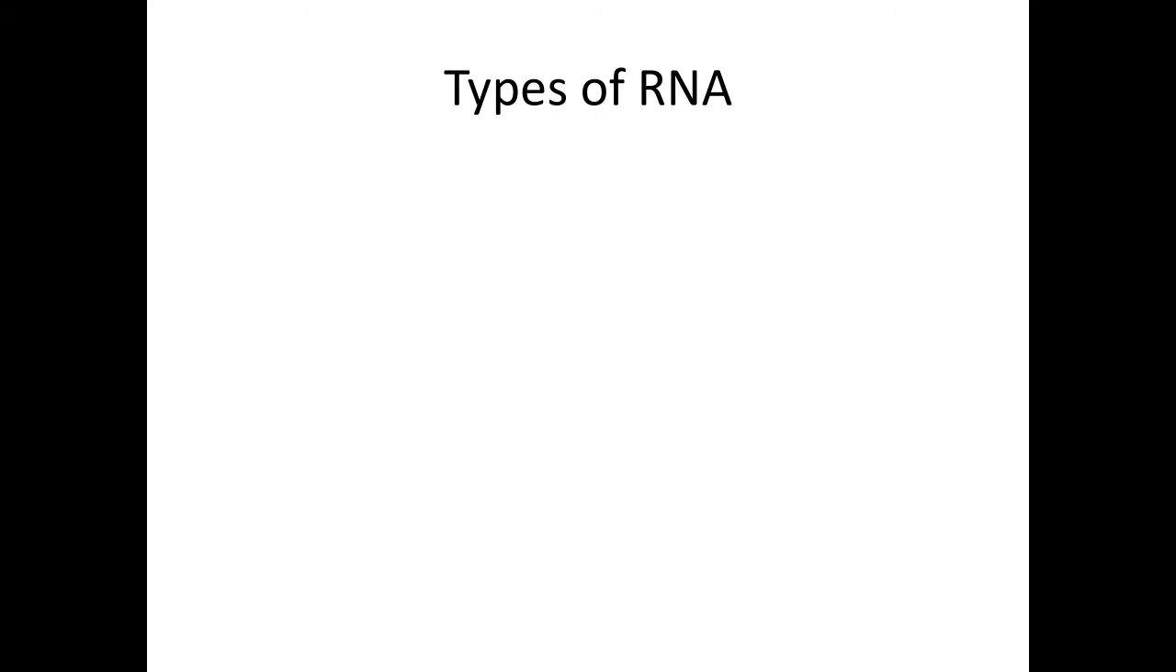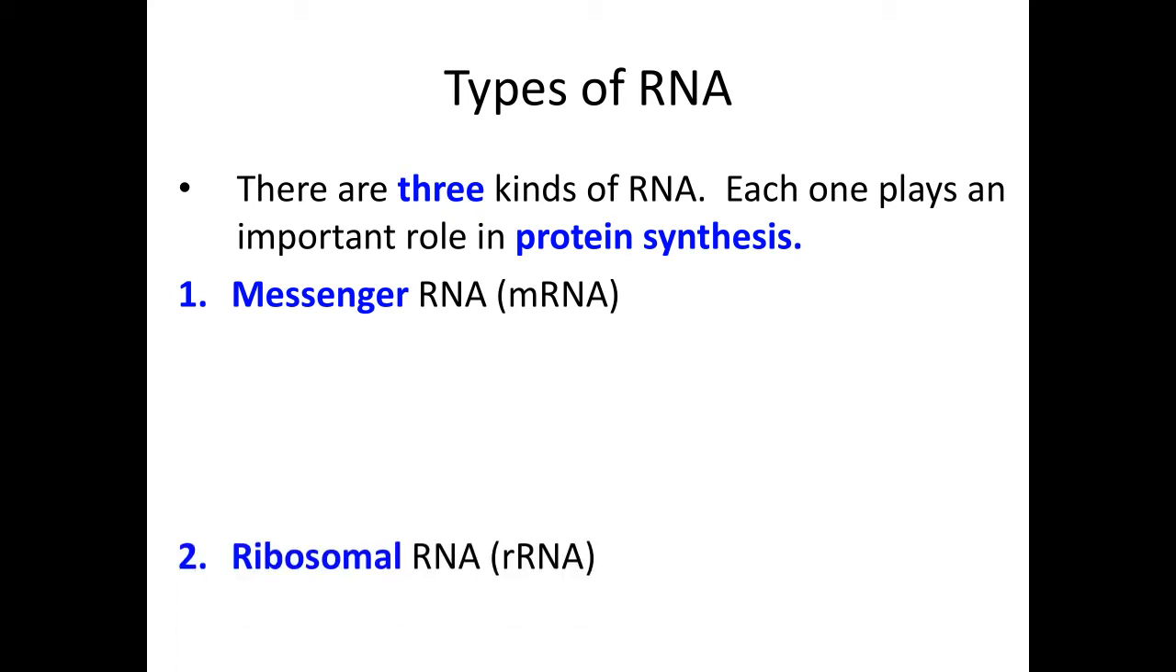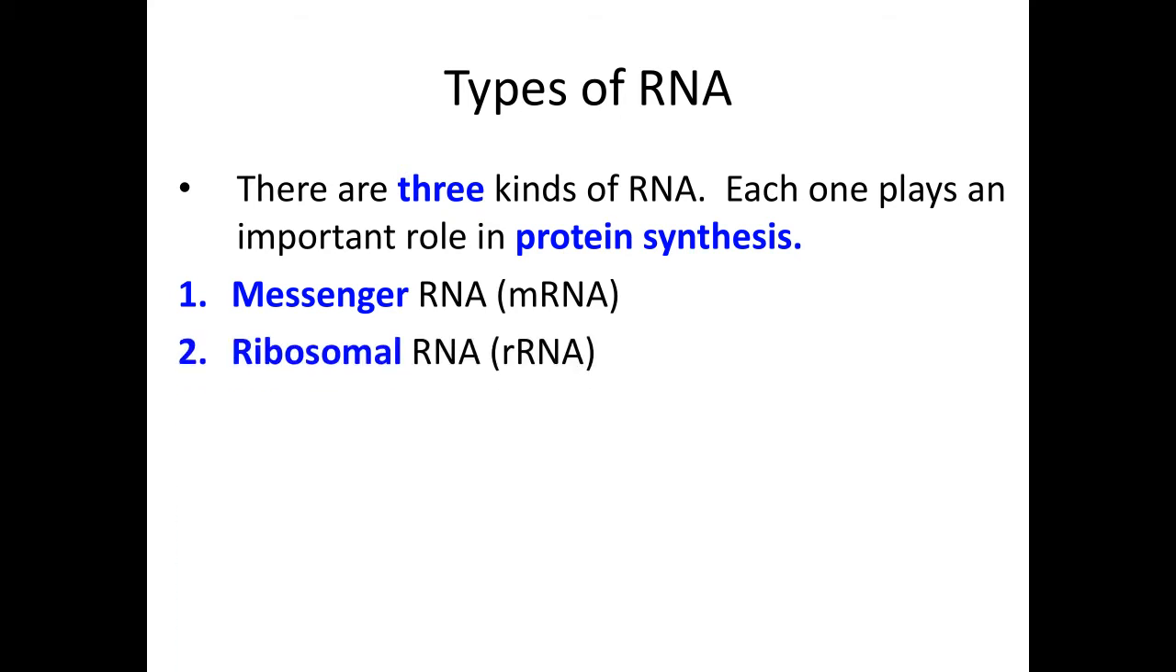So let's just distinguish between the types of RNA. There are 3 kinds of RNA, and each one is going to play an important role, but they're all involved with protein synthesis, or making proteins. They are messenger RNA, which is represented by mRNA, ribosomal RNA, which is represented by rRNA, and transfer RNA, which is tRNA.